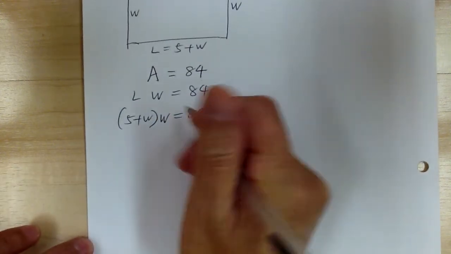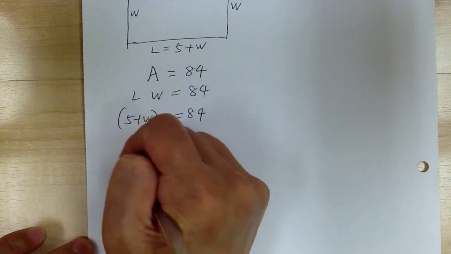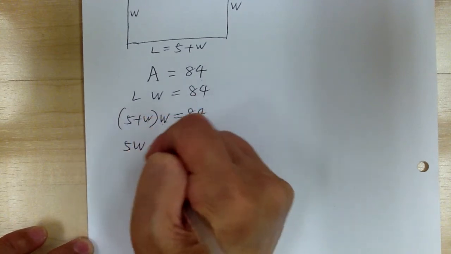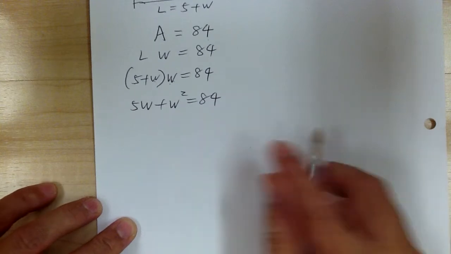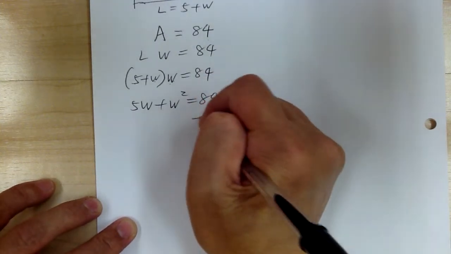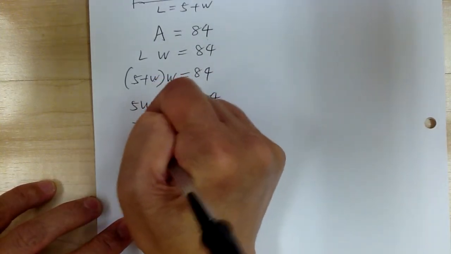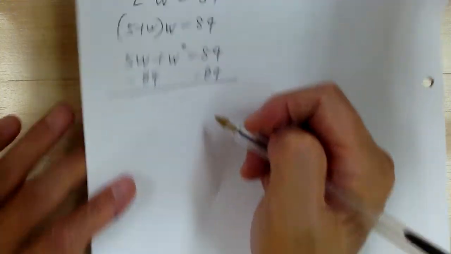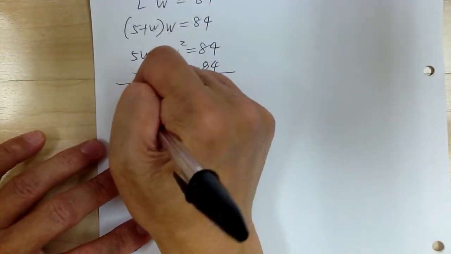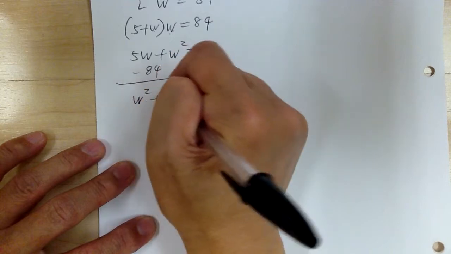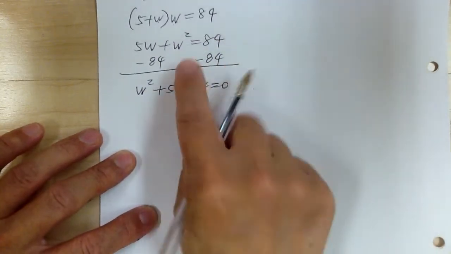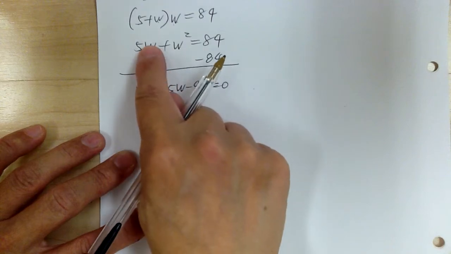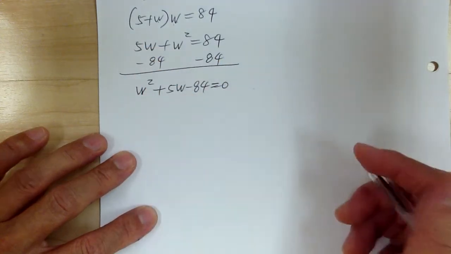So now you go and multiply to distribute. So 5 times W is 5W. W times W is W squared. Then after that, you have to make it equal to 0 so you can factor. So minus 84, minus 84. And all these are unlike terms, so do not mix them. Do not combine any of them. Okay, so you're going to get W squared plus 5W minus 84 equal to 0.